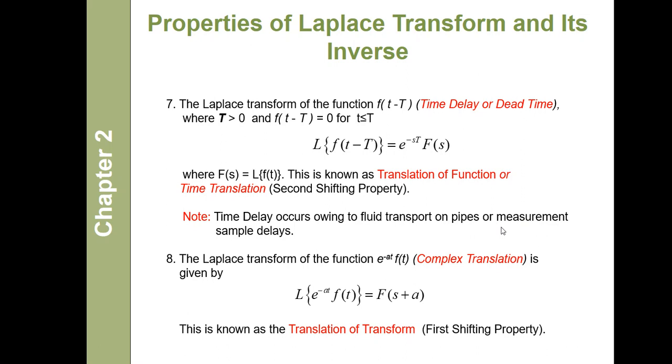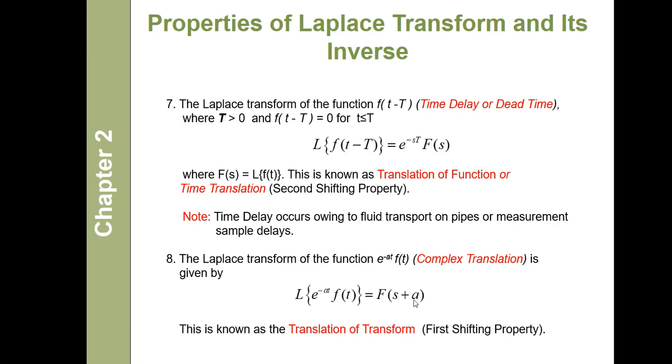Now, property number 8 here is the first shifting property of Laplace. This happens when your function of t is multiplied to an exponential expression whose argument is a. So what has happened is your transform this time, the Laplace transform this time, was the one that was translated.